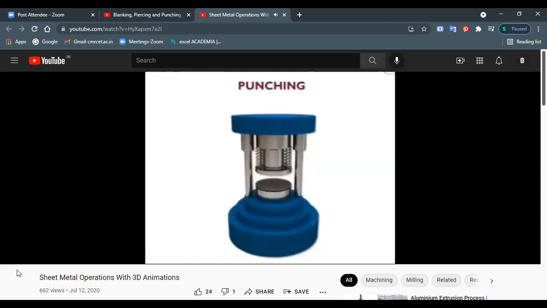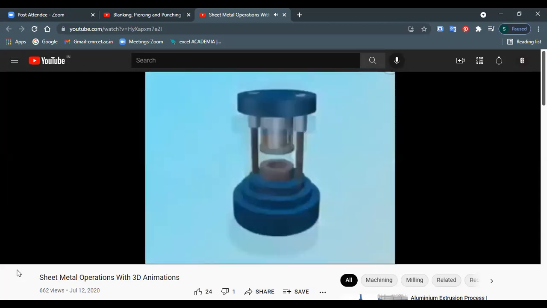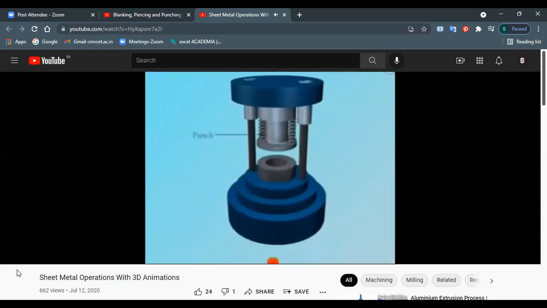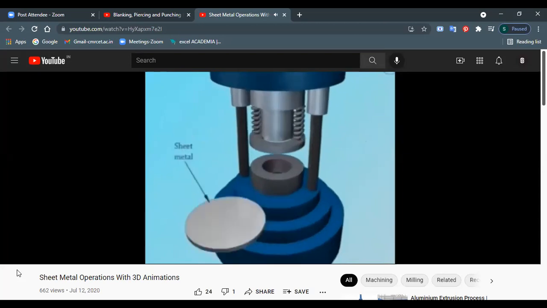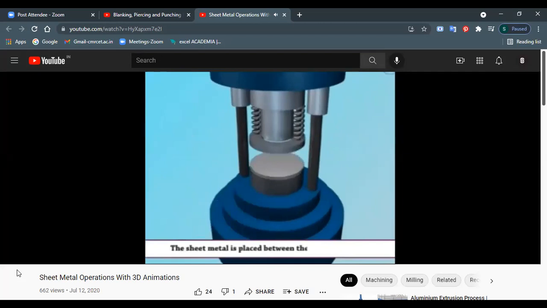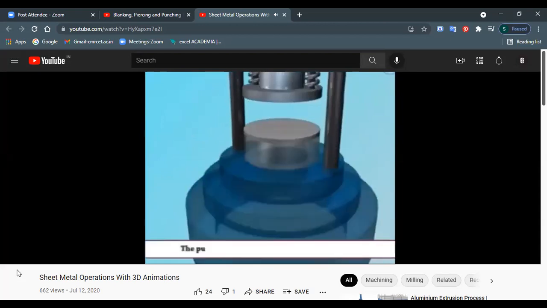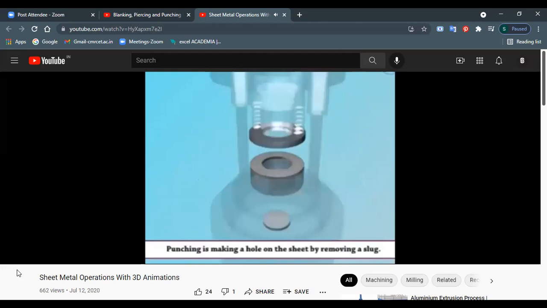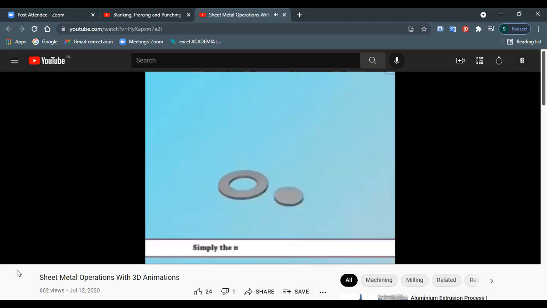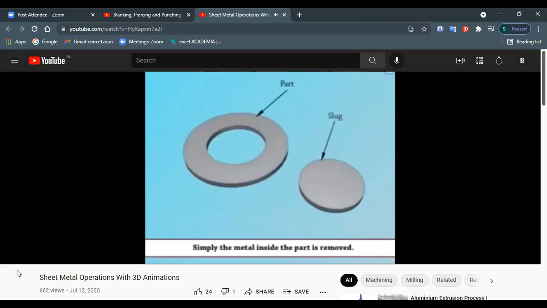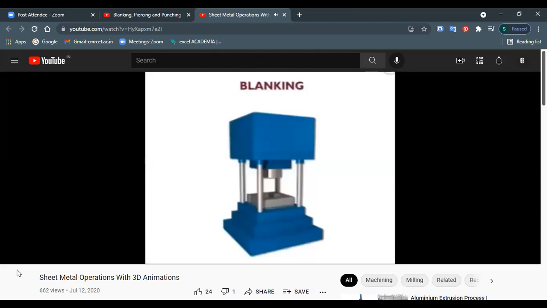Now, punching. Now this is more of a press system here, right? It uses arms, columns, etc., trying to push that punch up and down. You can observe here. The punch moves down and shears the sheet metal. Punching is making a hole on the sheet by removing a slug. Right? You made a hole. Punching we already discussed, right? That's what is being highlighted again here.